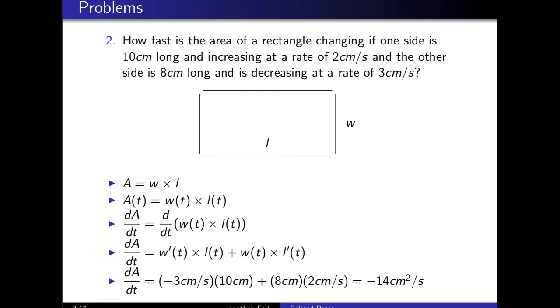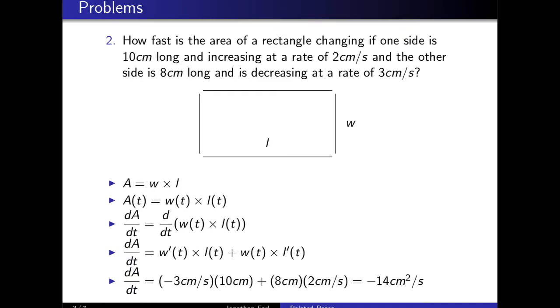Well, we have the width times the length, so we have two functions of t multiplied together, and that says that we should be using the product rule. So we'll get that dA by dt is going to be w prime times L plus w times L prime. And then from there, we're going to want to go and plug in the various things that we're given.